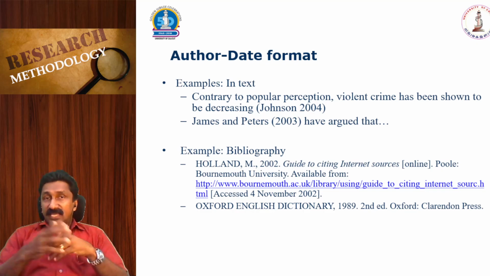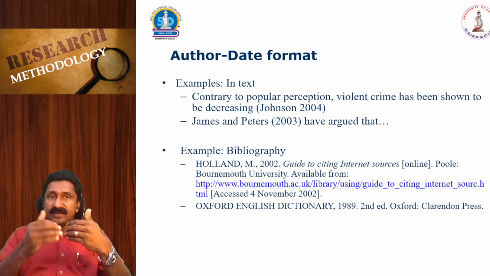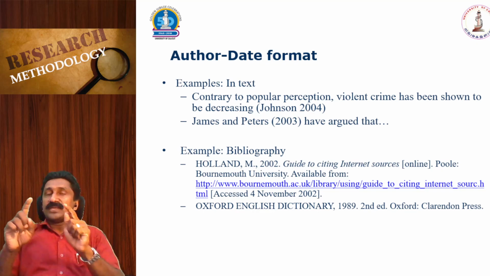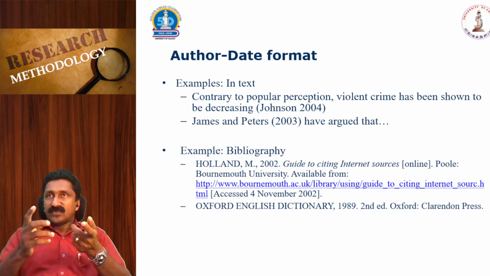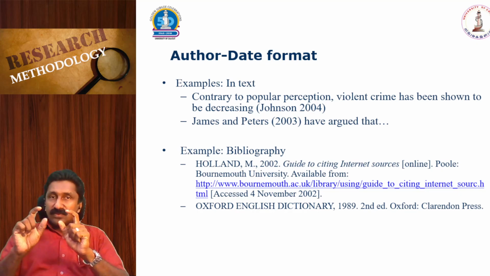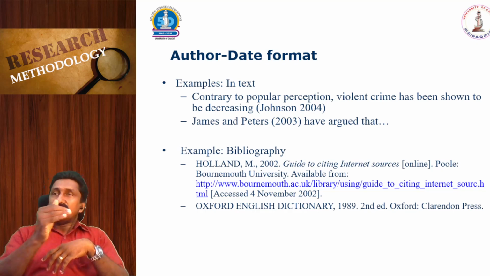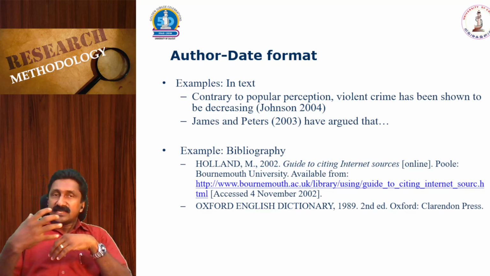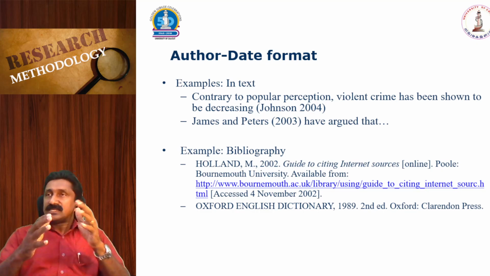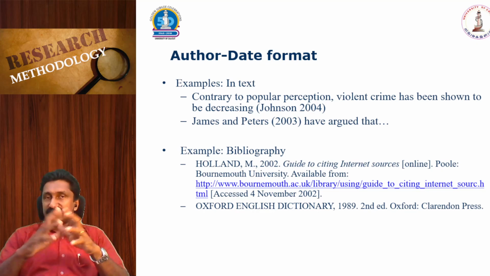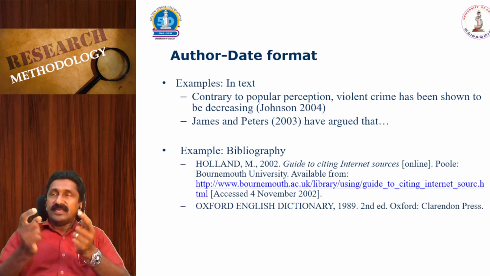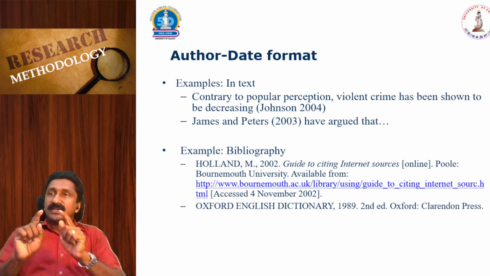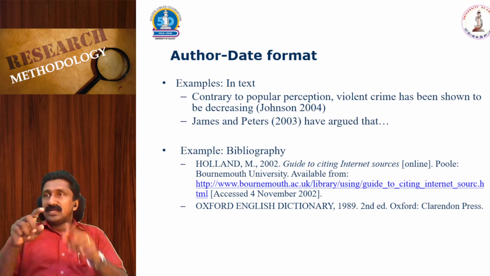Another option is that if the author name is already written, like "James and Peters have argued," in that case James and Peters should not be mentioned again within the brackets. So in that case, you will give only the year in the brackets, because the author name is already written in the text. So if you are writing a thesis in author-date format, it is basically written in two styles: the author name and year given within the brackets, or, if the author name is already written in the text, then the year alone is given as a citation within the brackets.